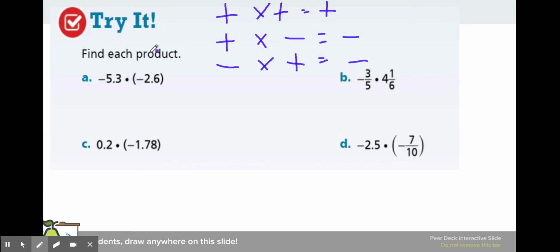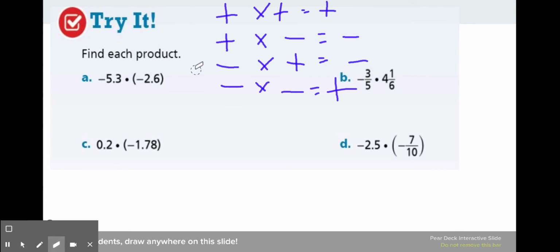And then finally, I hate to hate, which is love, okay? Negative and negative gives us a positive. So now that we reviewed our rules, hopefully you already have these written in your notebook. These are super important for the lesson.